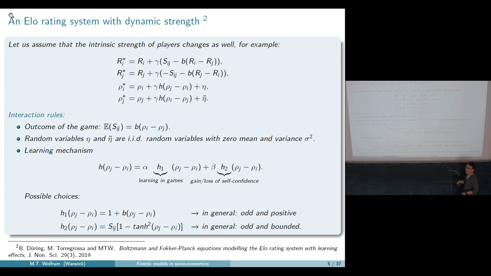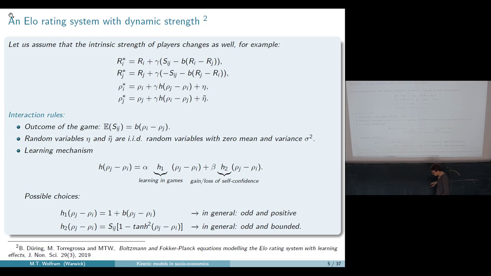So in addition now to the original Elo update, where we update the rankings, we now say, okay, I have my pre- and my post-collision strength, and first of all, let's say there are some fluctuations, because, as I said, my daily performance is not always the same. So we said, okay, let's add some small random variables, they have mean zero and certain variance. And then we introduced also a function which represents learning mechanisms.